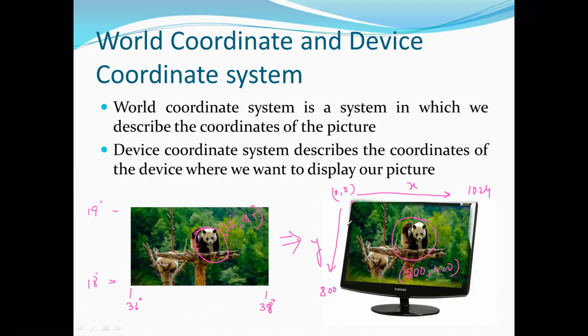So in this way, this is the main focus: how we can change the world coordinate system of an image to the display coordinate system, according to the display device, so that we can display the image through the device. Okay.